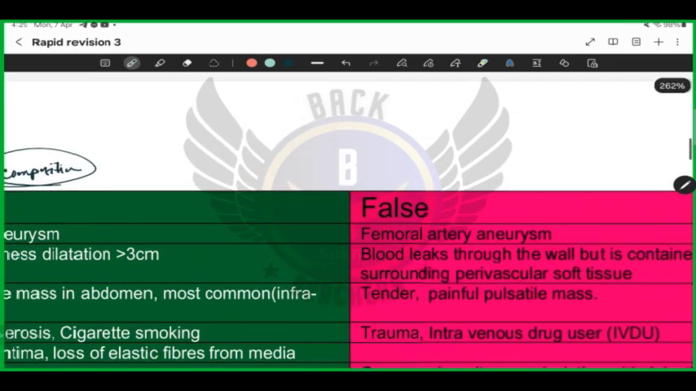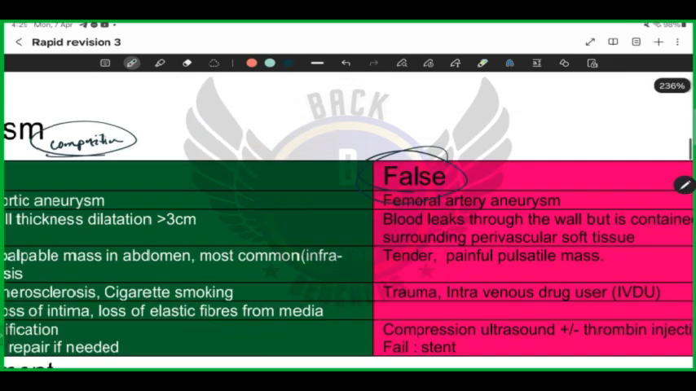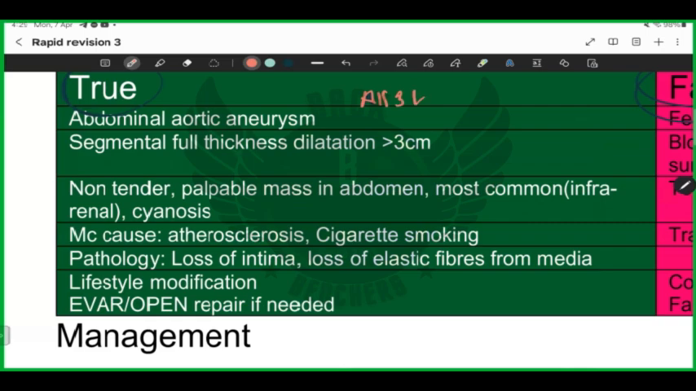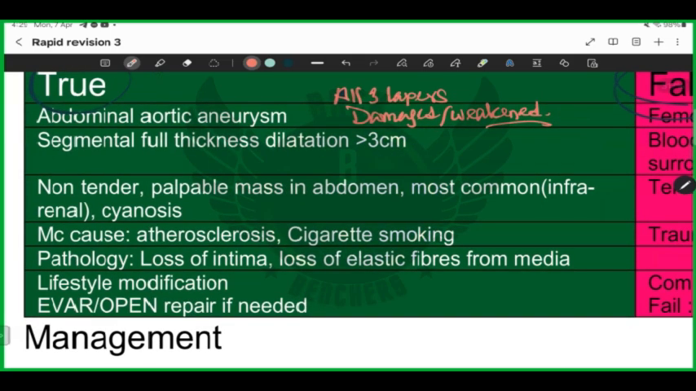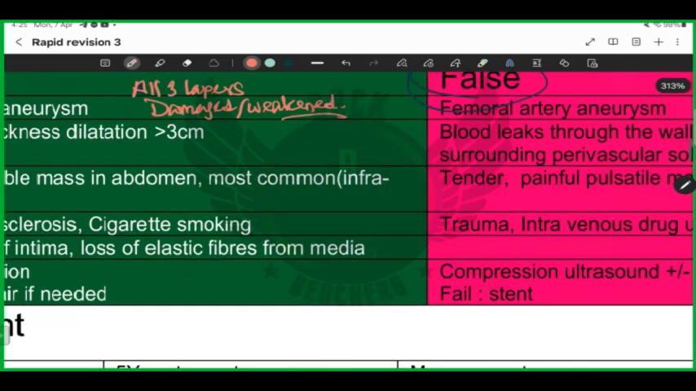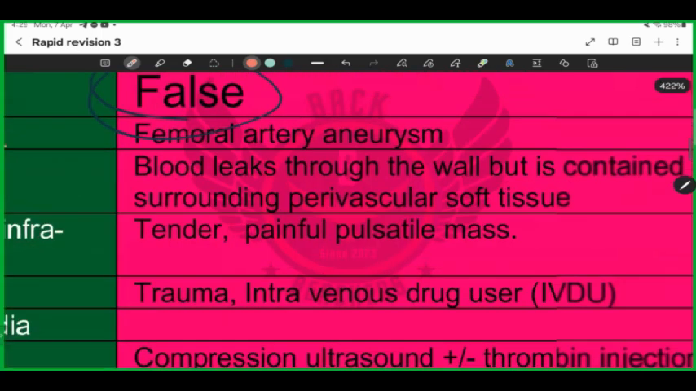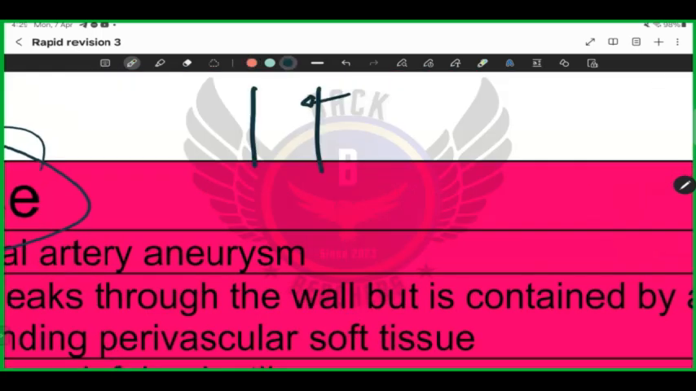You need to know something about it, that in true aneurysm we get all three layers damaged or weakened. Now I will tell you the causes of weakening, don't worry about it. In false, it's not really an aneurysm, it's a hematoma. How? Like intravenous drug user, during using the drug, they puncture a vessel, and what happens? We have blood inside the vessel, and this blood collects here. To stop the blood, what happens?